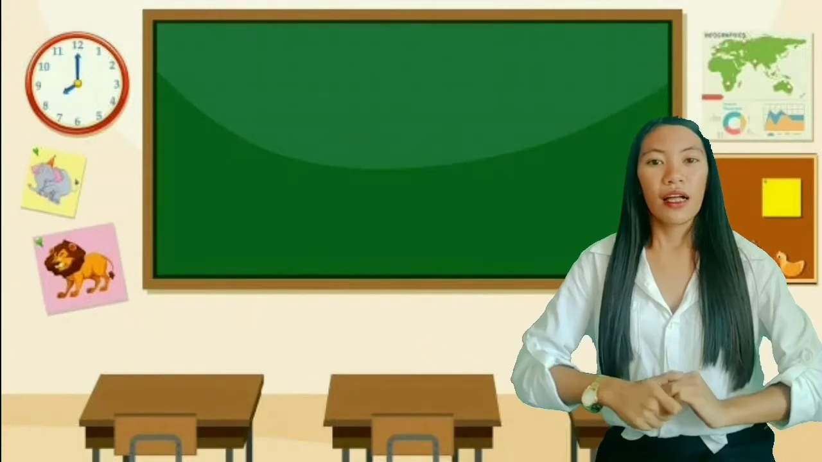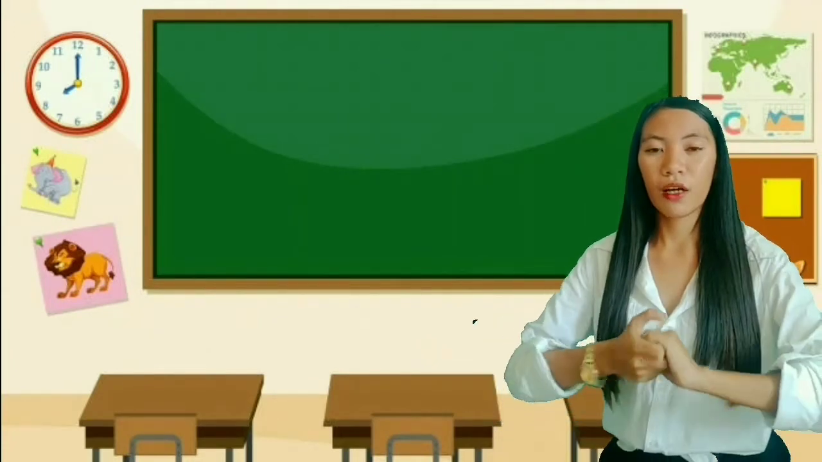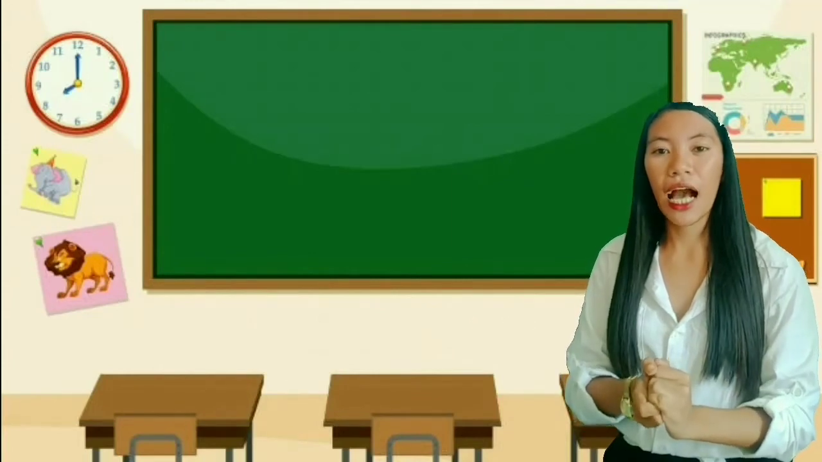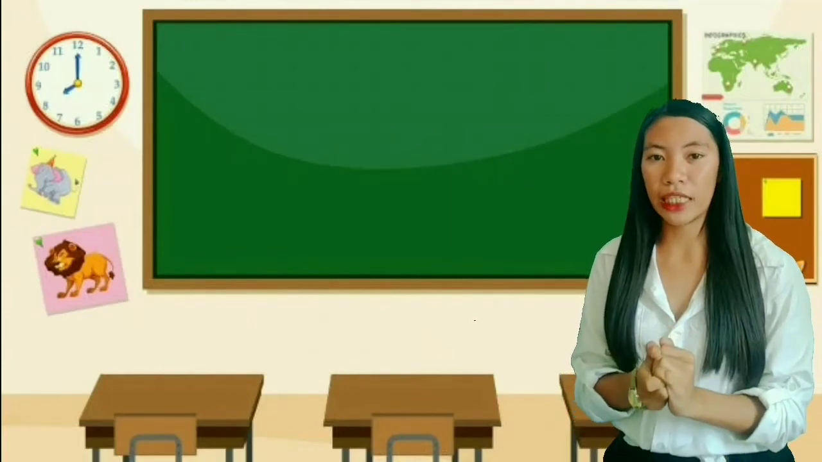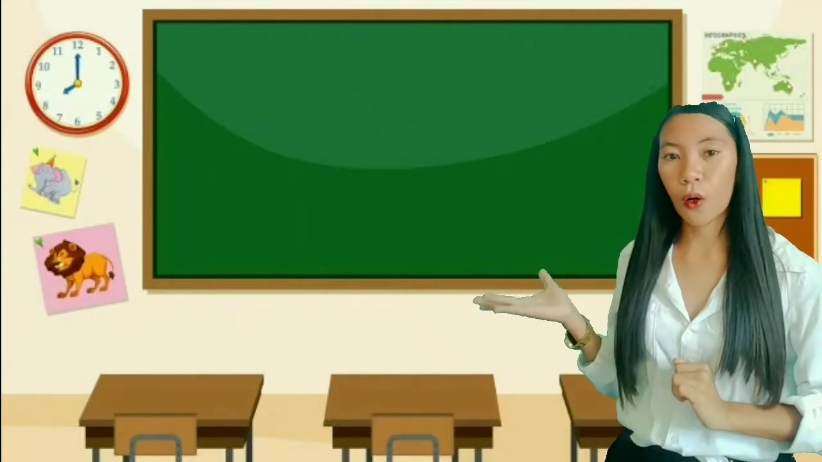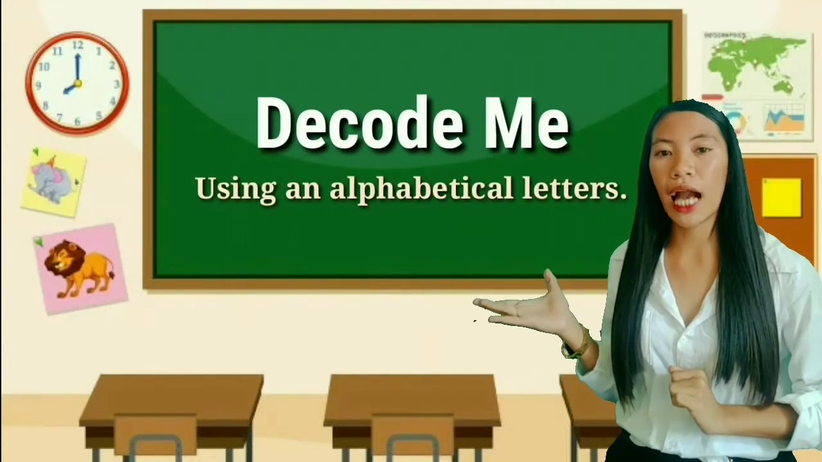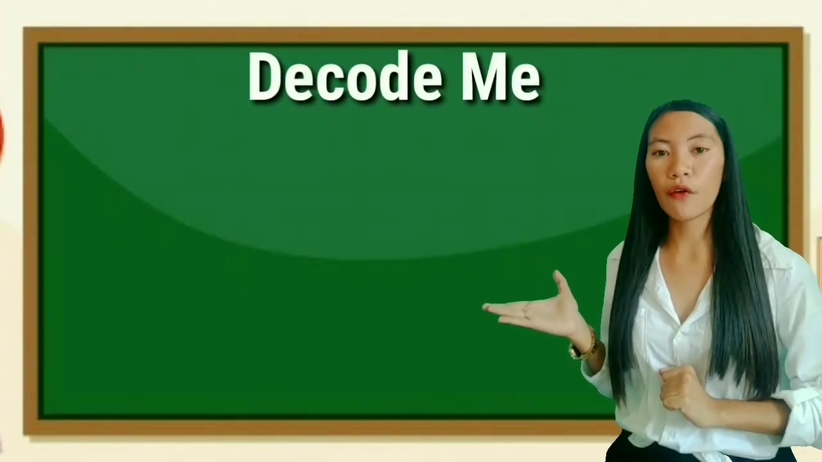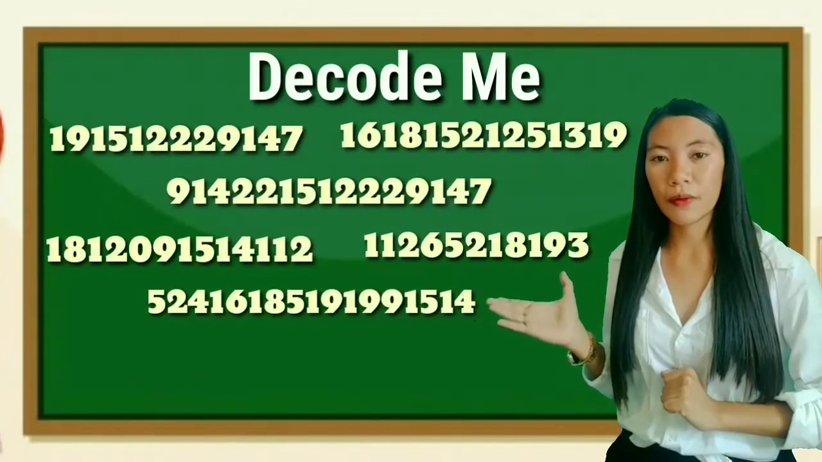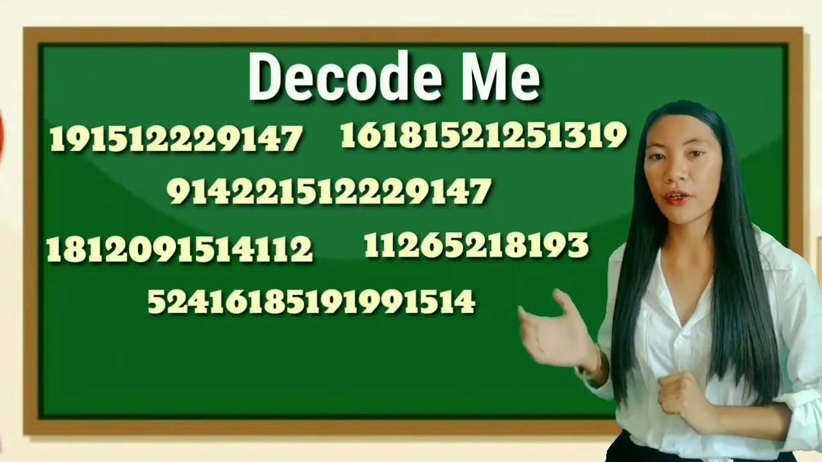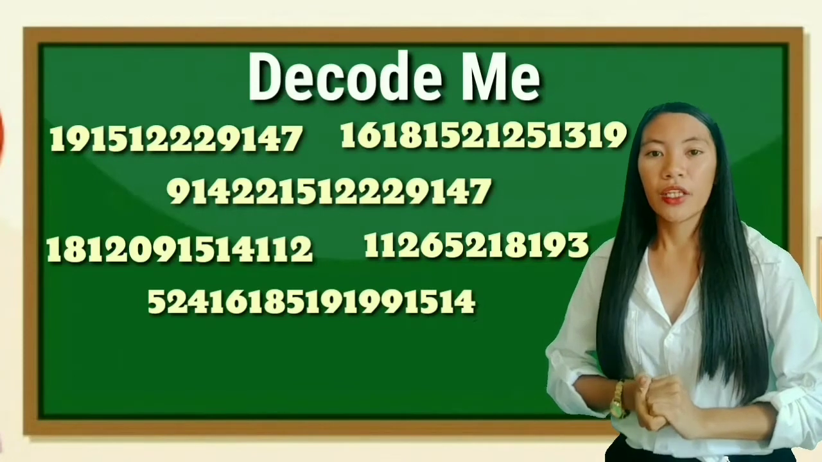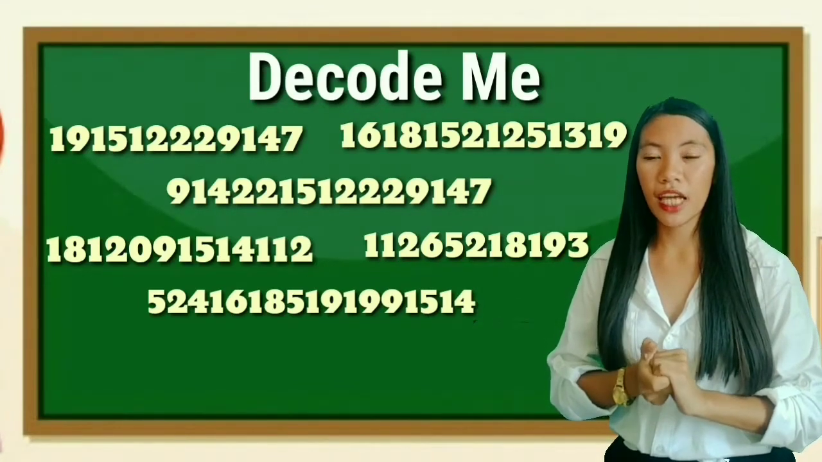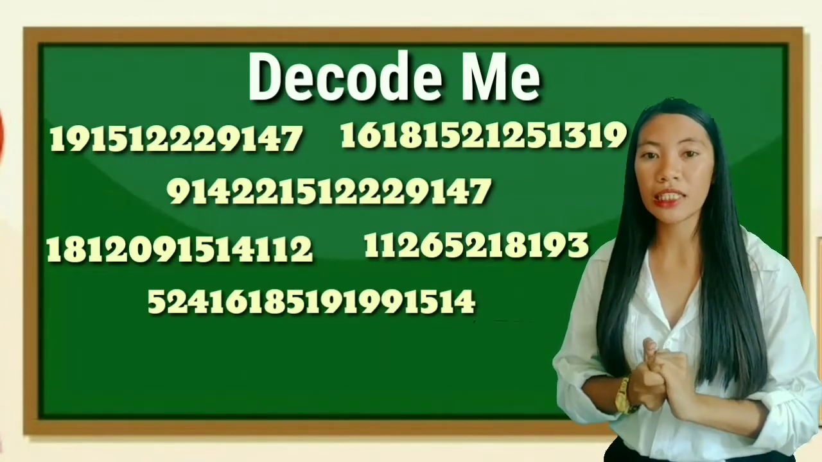Now, before I explain or introduce the topic, I have here an activity called Decode Me using alphabetical letters. This activity consists of numbers, and these numbers have corresponding letters. You must answer this activity in 10 seconds. Your time starts now.